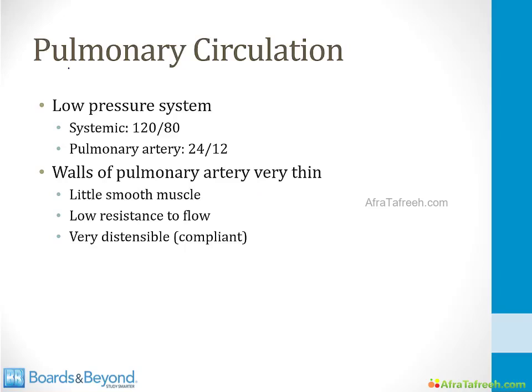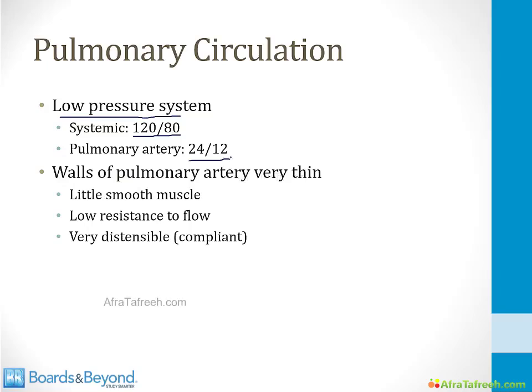Let's start by talking about the pressure in the pulmonary circulation. You should know that the pulmonary circulation is a low pressure system, much lower than what you find in the arteries of the body. For example, as you know, a normal systemic blood pressure is about 120/80. In contrast, a normal pulmonary artery pressure is about 24/12.